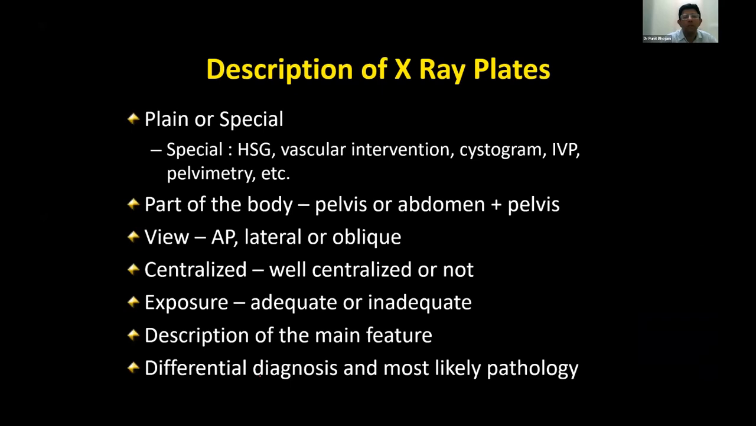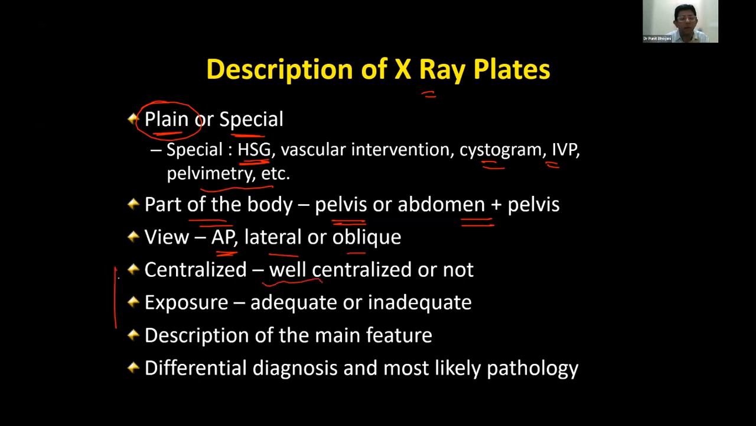Okay, so first let me explain to all of you how we start the description. Whenever we have an X-ray plate in front of us, you will say whether this is a plain X-ray or a special. So it's a plain X-ray, abdomen, pelvis, AP view, we can say, or chest X-ray, PA view, or is it a special? By special, I mean is it an HSG or an IVP or a cystogram or a pelvimetry, etc. Okay, which part of the body are we seeing? Is it only pelvis or abdomen plus pelvis? That we should say. AP view, lateral view, oblique view, centralized or not.